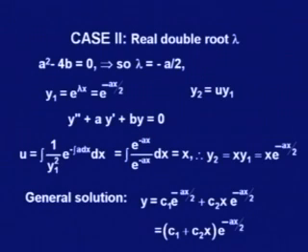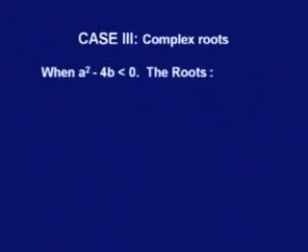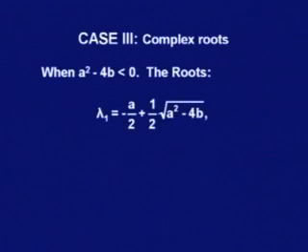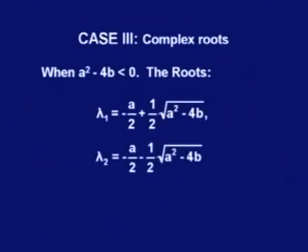Now, let us see the third case, complex roots. When a square minus 4b is less than 0, the roots would be complex numbers, that is lambda 1 would be minus a by 2 plus half square root of a square minus 4b, and the other root would be minus a by 2 minus half square root of a square minus 4b. Now, since a square minus 4b is negative, this square root is an imaginary number. Let us say that imaginary number is i t.